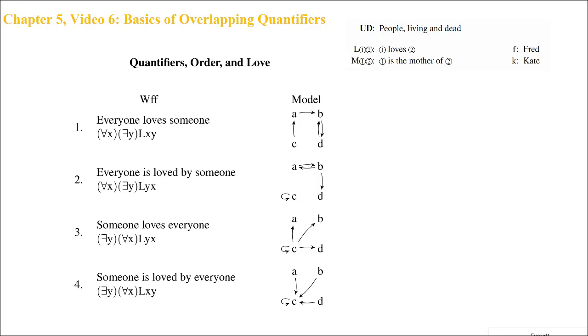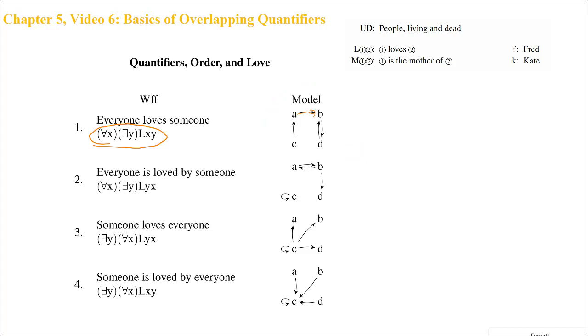Here we have the same four formulas and sentences as before, and next to each one of them we have a little illustration that shows a model, a situation that makes the corresponding sentence true. For example, 1 says that everyone loves someone. This was the upper left in the previous discussion. Well, if we look over at this model here, we can see that in fact everyone is loving someone.